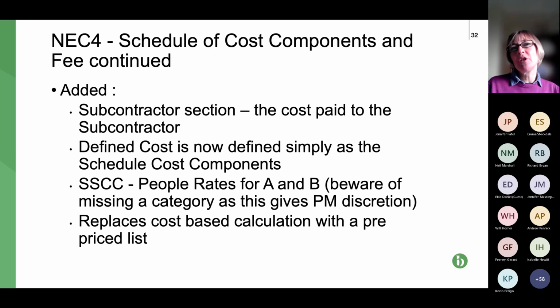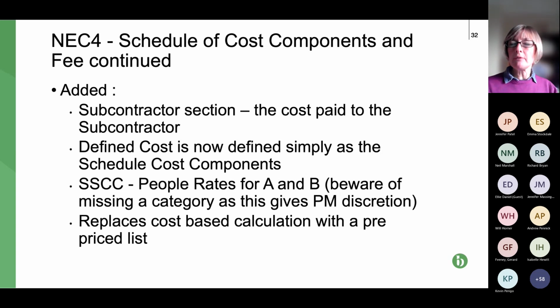Third bullet point down, another good change in my view is that for the shorter schedule of cost components only, we now have people rates. Bear in mind, this is just going to be for compensation events. But there's a section in the contract data part 2 that allows you to set out the disciplines of people and what rates you are going to be paid for them. So that is really good.